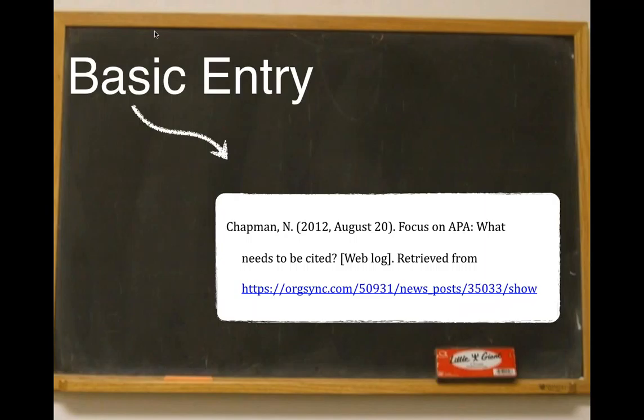And then also notice that only the first letter of the first word in the book or article title is capitalized. Every word that comes after the first word begins with a lowercase letter, except proper nouns. They're the exception. They are always capitalized. The other exception is anything that comes after a colon. You'll see in the example, it says "Focus on APA: What needs to be cited." What is also capitalized.